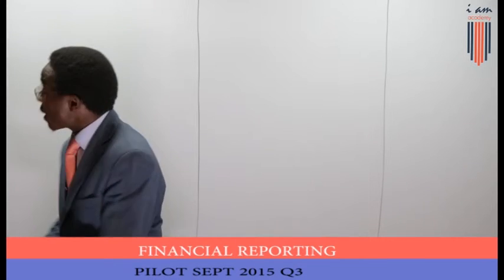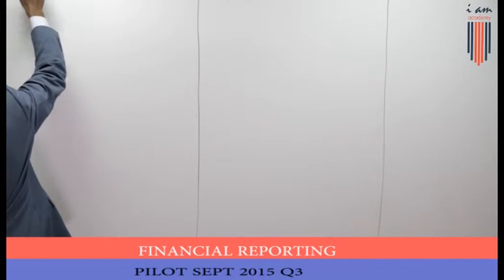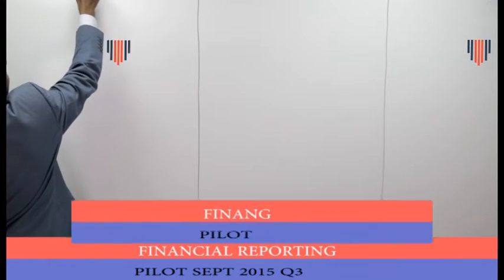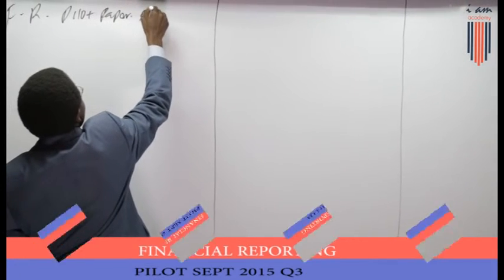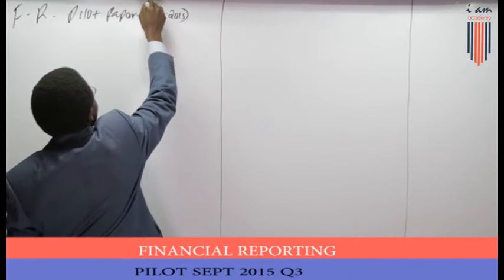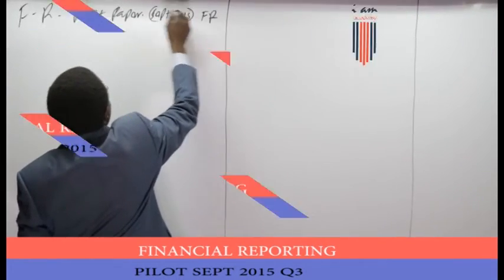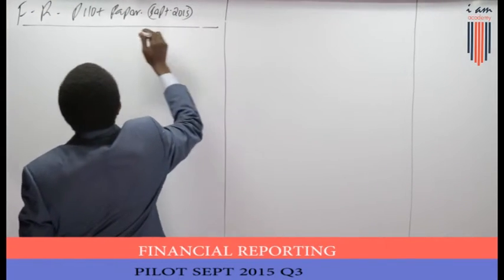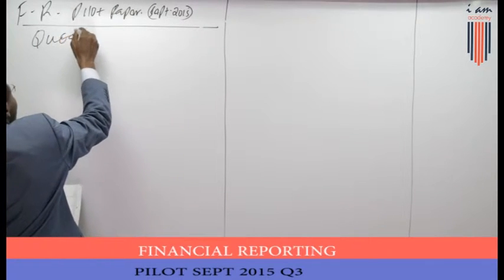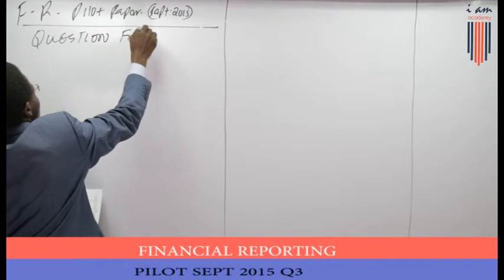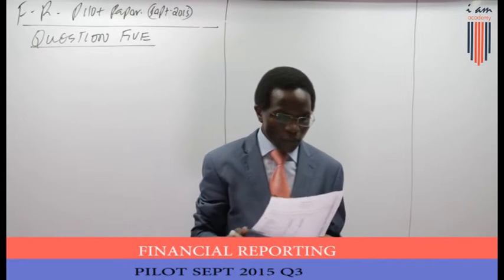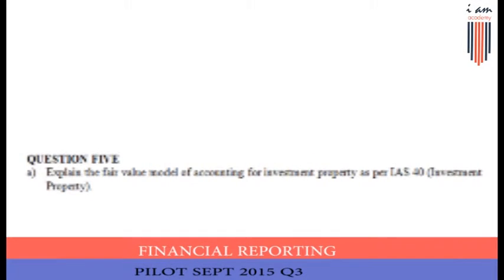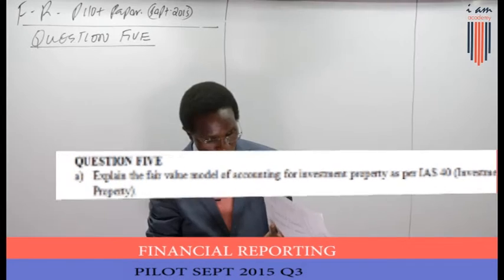So what I'm saying is that today we are doing the FR pile of paper, September 2015. So we are talking about question 5. In question 5A, explain the fair value model of accounting for investment property as per IAS 40 investment property.